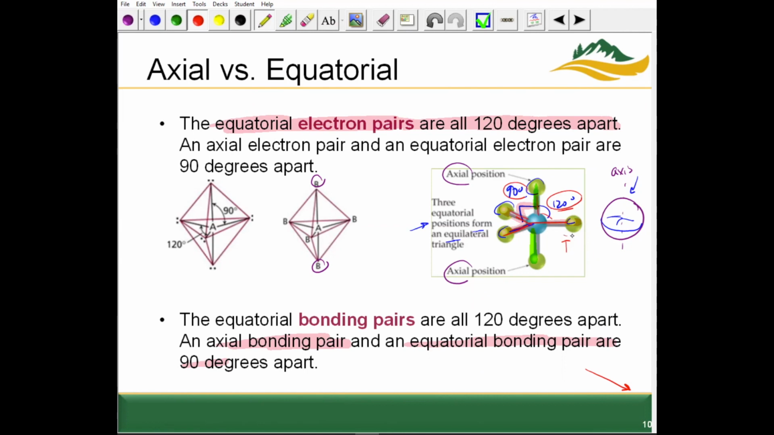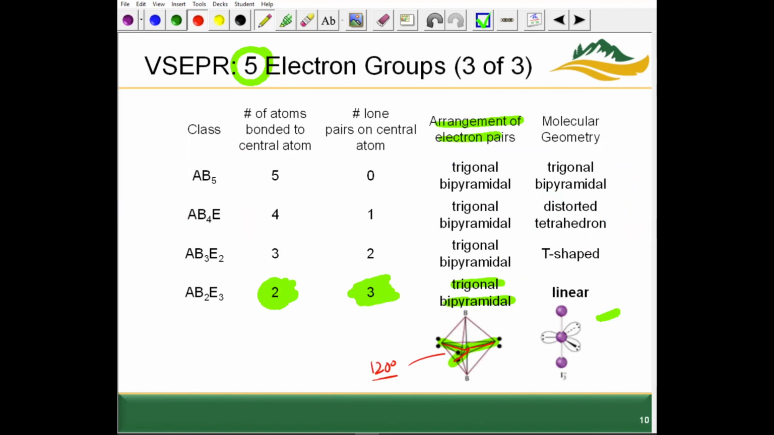So to place the lone pairs, which repel each other the most and take up the most space, we have to put those lone pairs in the equatorial position, so they're the furthest apart. They're all 120 degrees apart. So we put the 3 lone pairs here.